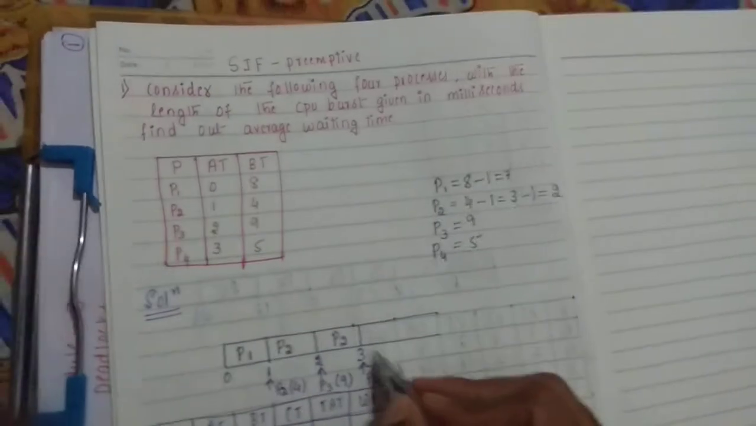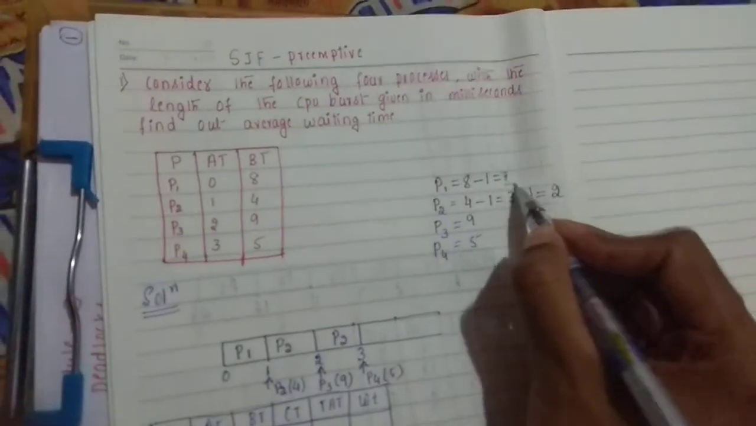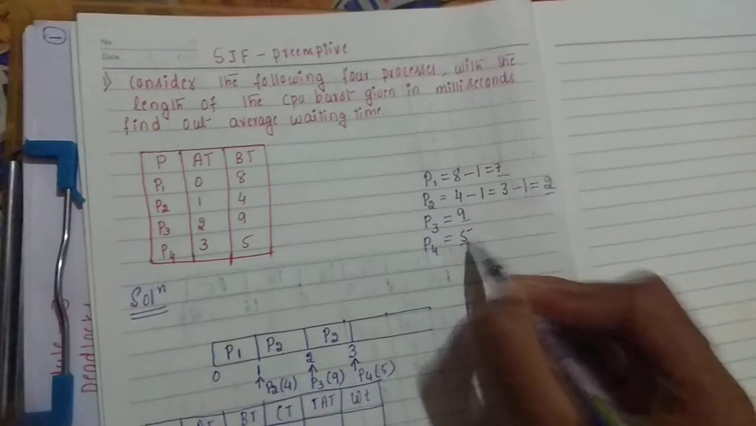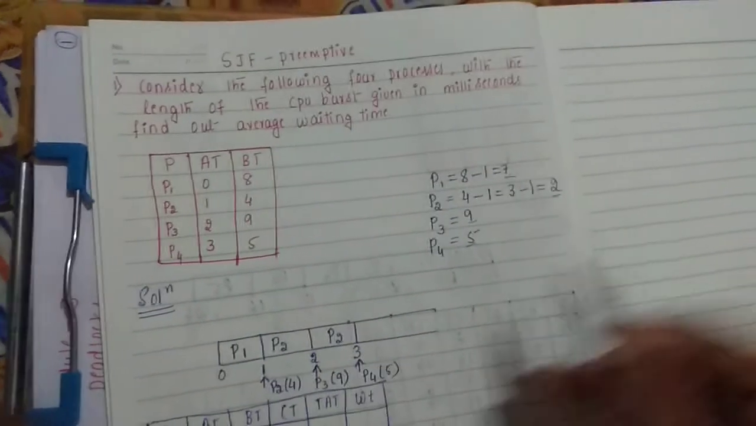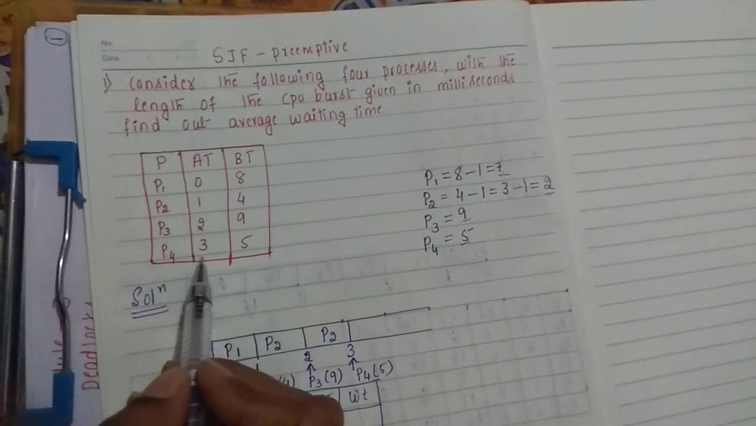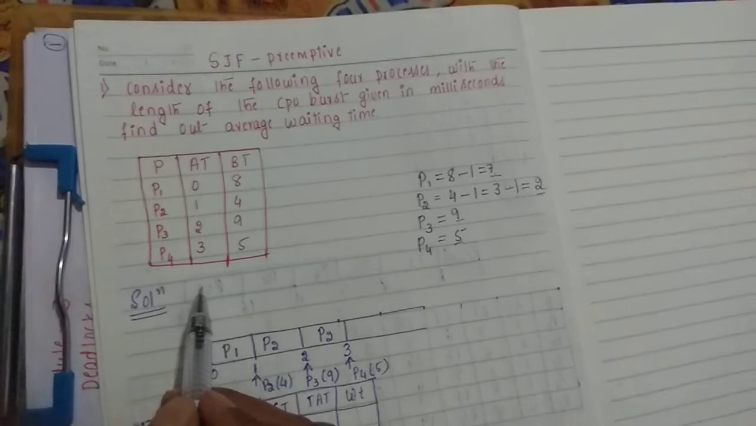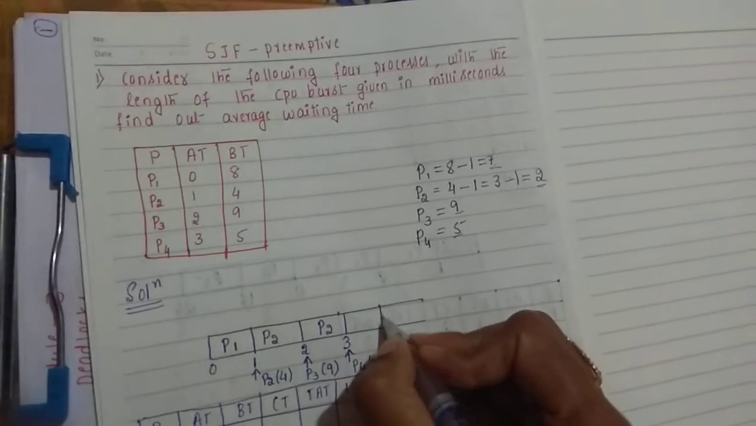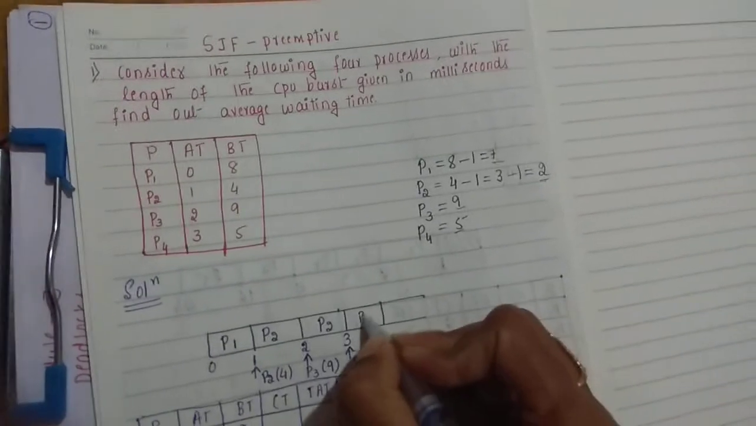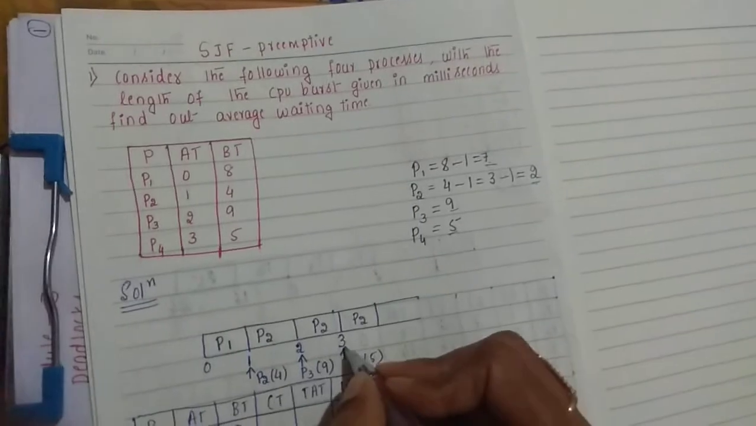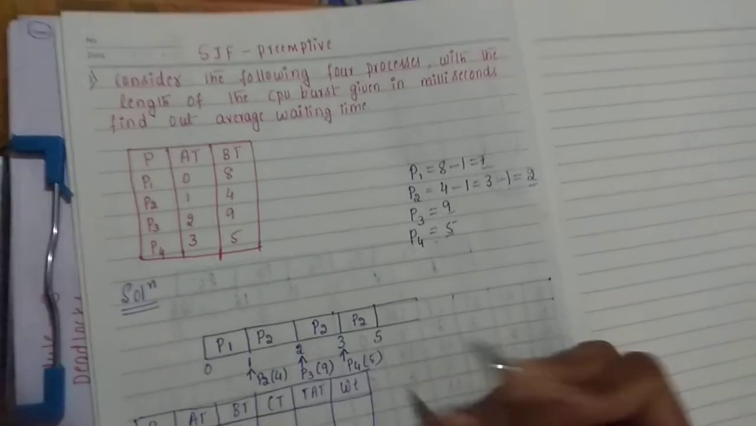Now whom do I need to schedule? So compare 7, 2, 9 and 5. Who is having the very least burst time? That is process P2. And here after 3 milliseconds, no other process is in the tabular form. So there is no competition. Then directly schedule the process P2 for another 2 milliseconds. 3 plus 2 is 5.